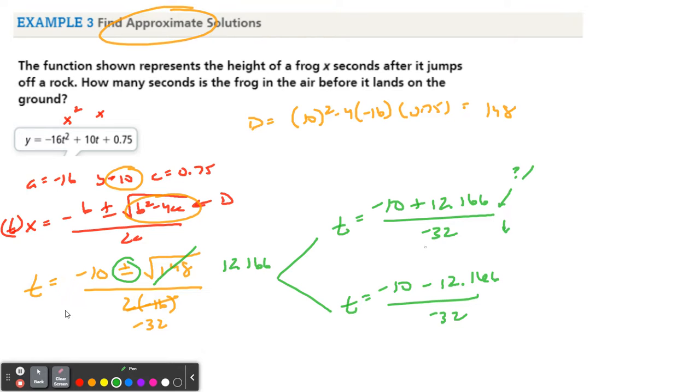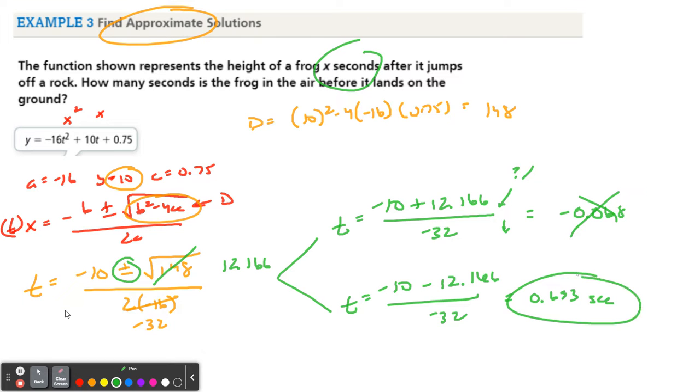When you do the top one with the positive, you're going to get negative 0.068. So I round to 3 decimals. Notice it's negative. If you remember my picture, that's the negative answer that we don't keep. So then this one better be positive. Again, fraction bar first, type in the top, divide by the bottom second, and you're going to get 0.693. And that is in seconds, and that's our answer.